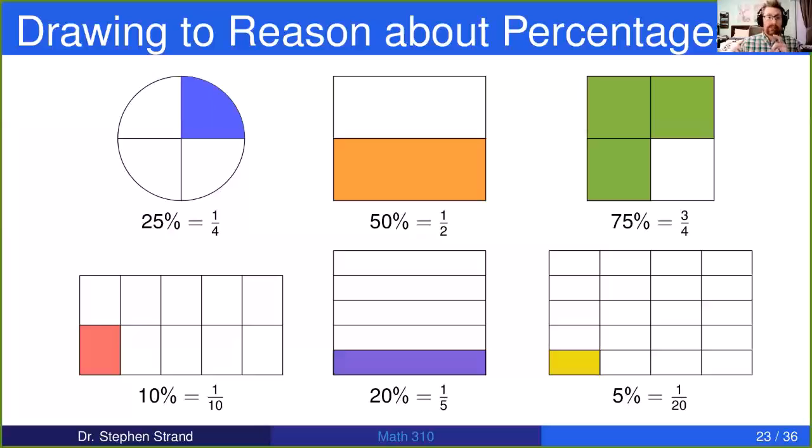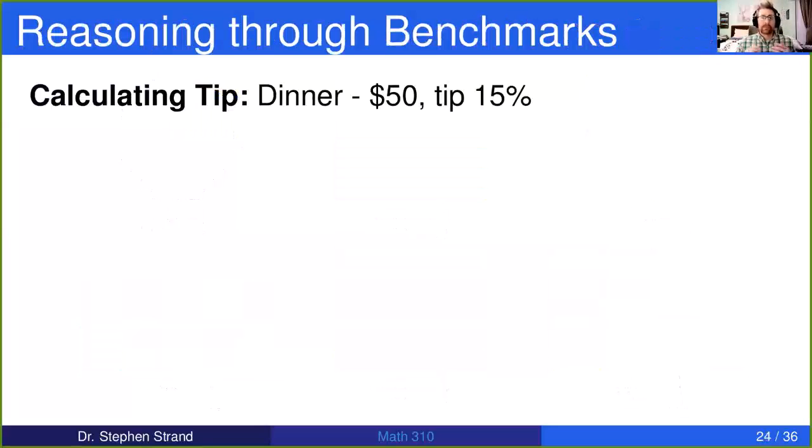So that is a 5 by 4 grid, which is how you can tell that there are 20 total rectangles. And 5% of them are shaded, or 1 out of 20. Okay, so the last thing that we want to do is use these kinds of benchmarks to reason through some percent problems that we might come across.